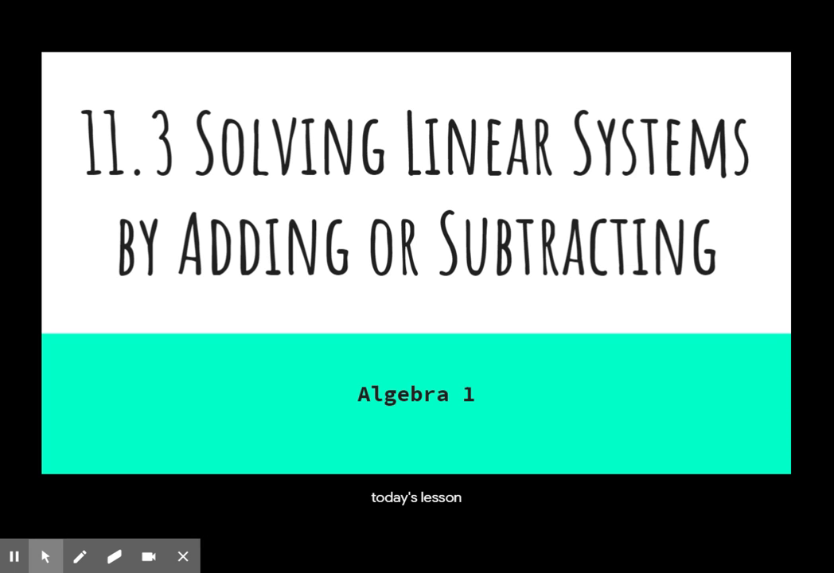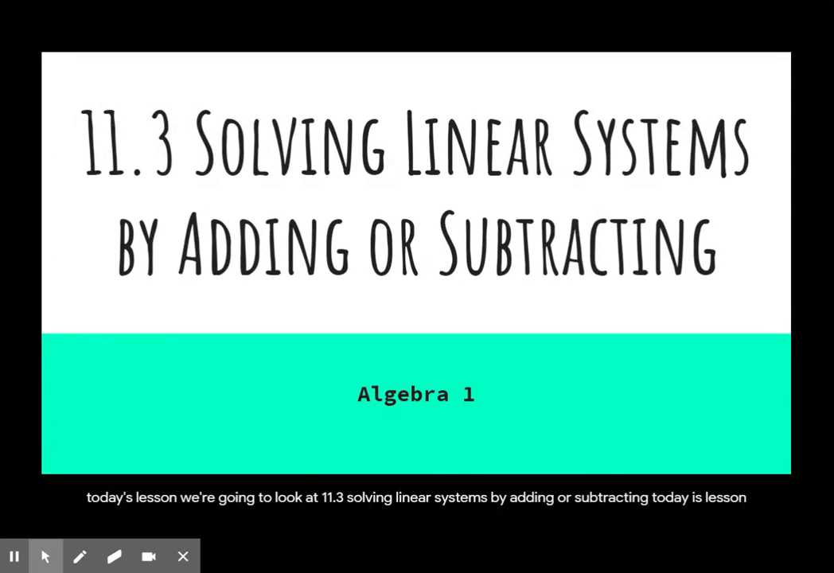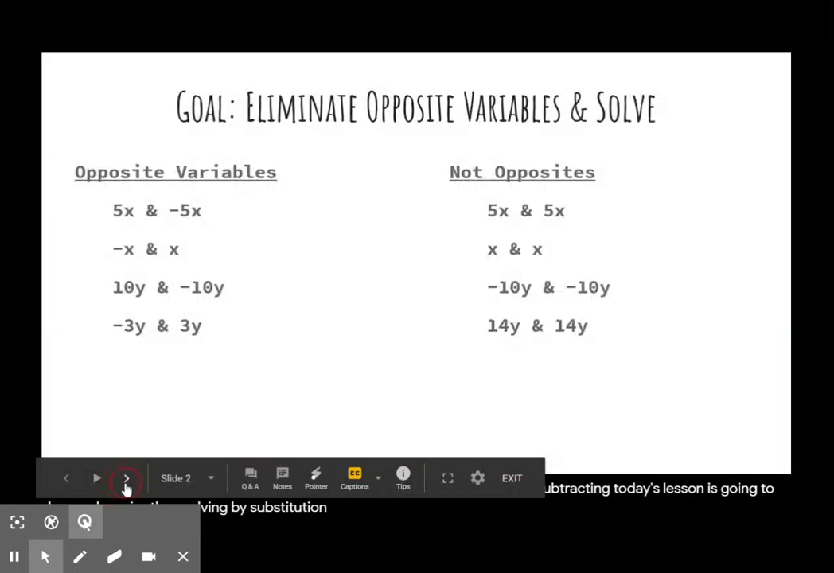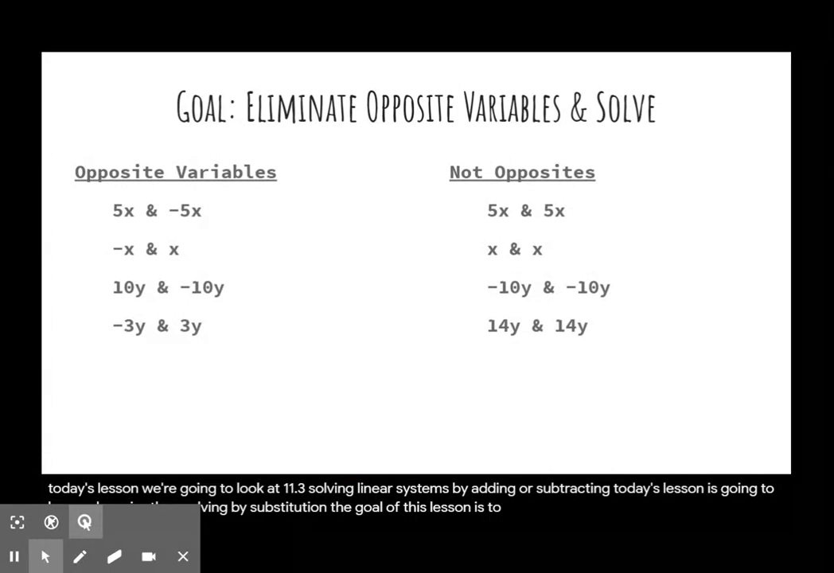Today's lesson, we're going to look at 11.3, solving linear systems by adding or subtracting. Today's lesson is going to be much easier than solving by substitution. The goal of this lesson is to eliminate opposite variables and solve.